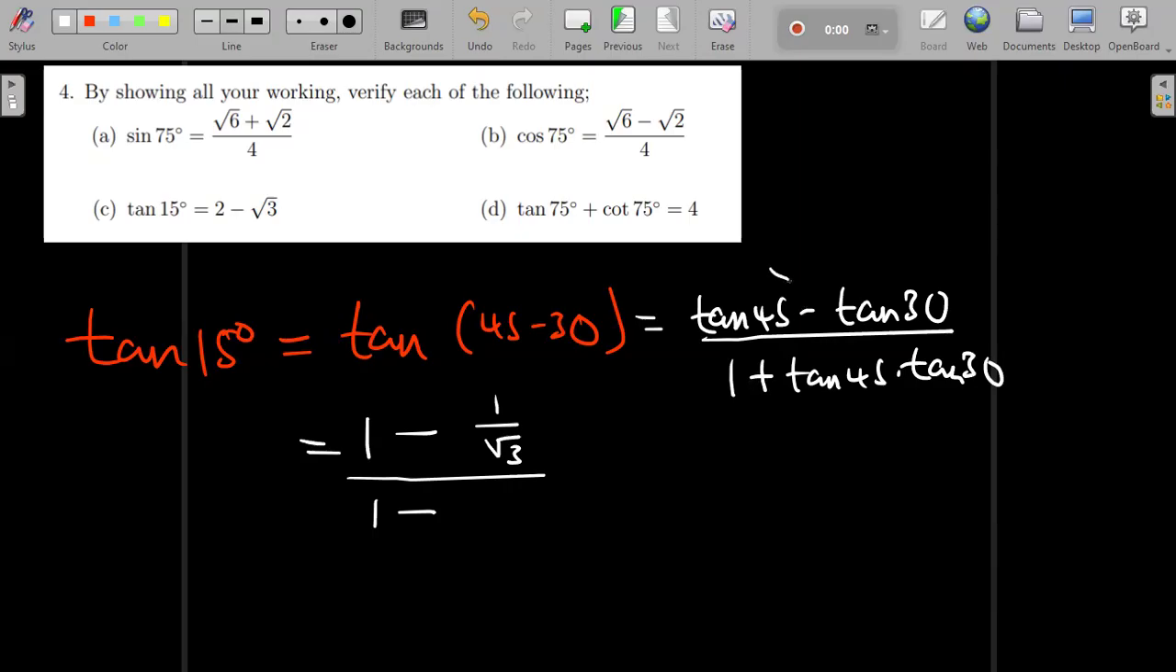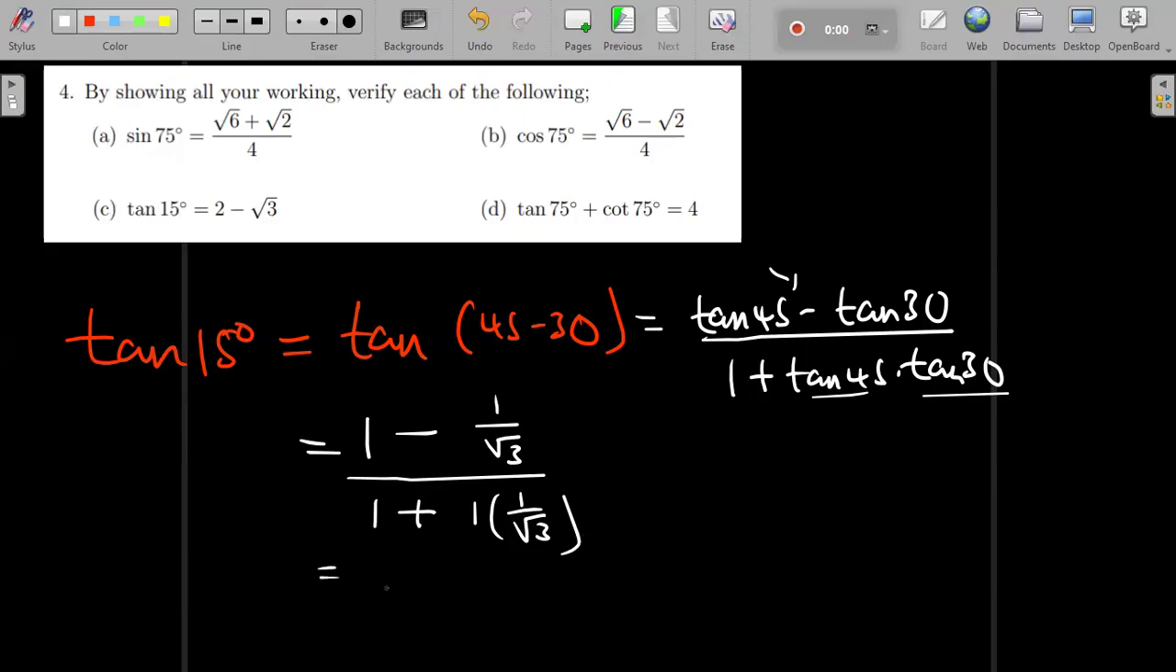So if you have a minus on top, this should be plus. So down there, we're going to have 1 plus 1 multiplied by tan 30, which is 1 over root of 3. So I'm going to have 1 over the root of 3 there. Okay, and then from there, what are we going to get? From there, we can simplify.